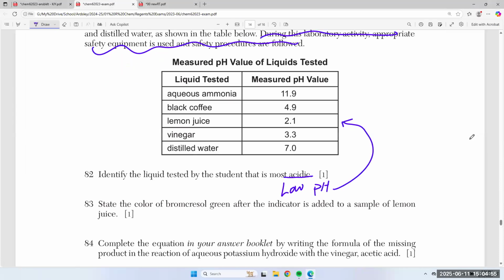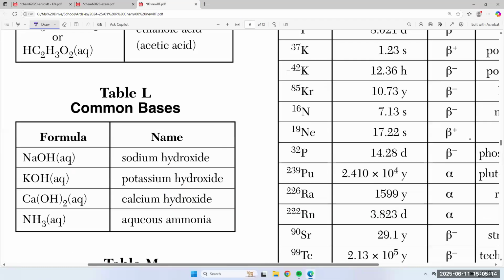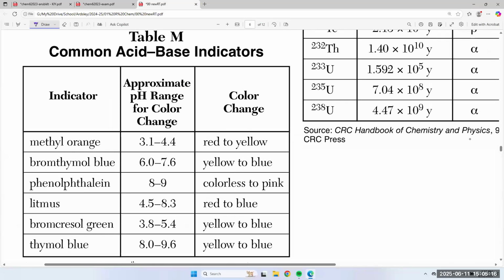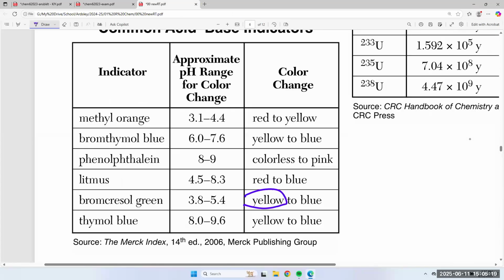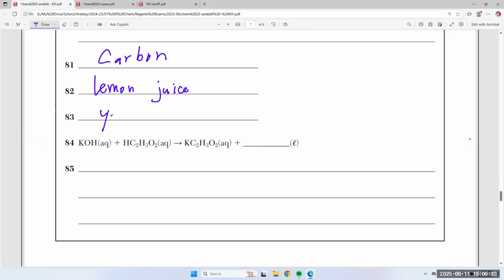All right, let's go. State the color of the bromcresol green after the indicator is added to a sample of lemon juice. Okay, it's acid, which means low pH, right? Bromcresol green is what? Yellow to blue. Low is yellow, and blue is here. So since the pH is acidic, it's yellow. So you write yellow.